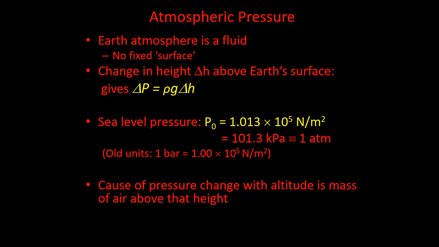So the cause of the pressure change with altitude is actually how much air is above your altitude, how much air is above you. And the higher you go in Earth's atmosphere, the less mass of air is above you. So we end up with more pressure when we're lower down, simply because there's more air above you pressing down on you.